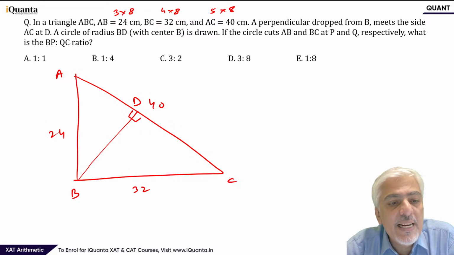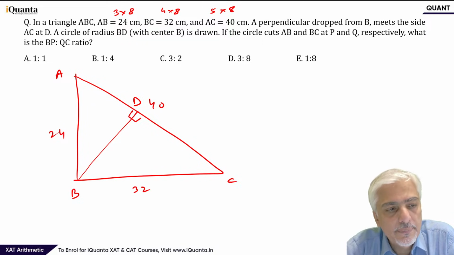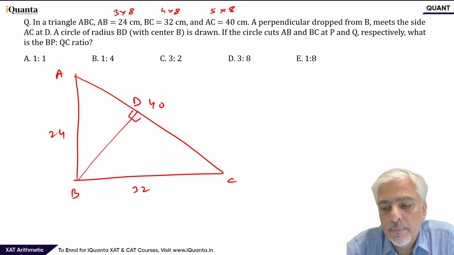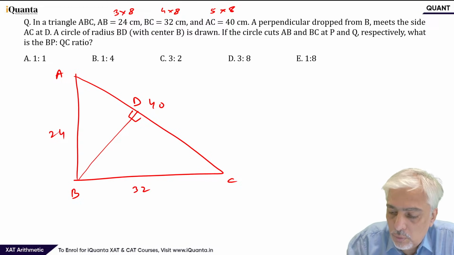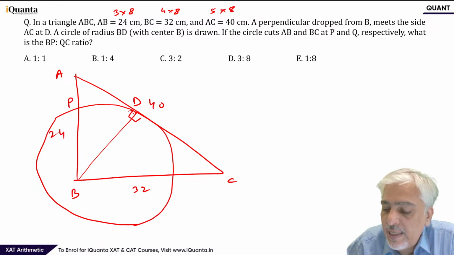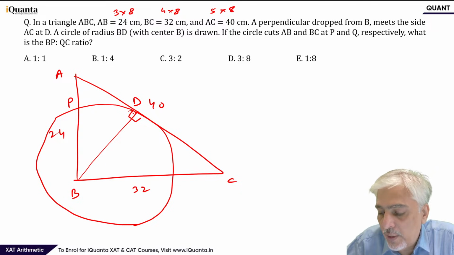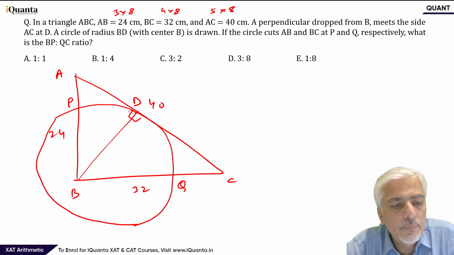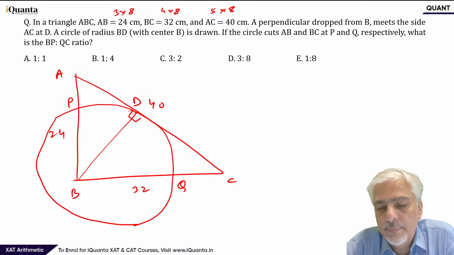A circle with radius BD is drawn. If the circle cuts AB and BC at P and Q, find the ratio BP to QC. So this is how the circle will cut. It cuts over here at P and over here at Q. And this is what we need to find.